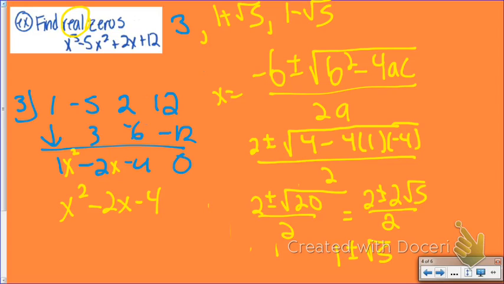So if a question asks you to find the real zeros, start the same way with your rational zeros theorem. But if you end up getting a quadratic equation that you can't factor, remember there's other ways to solve quadratic equations. So use one of those other methods to solve that.